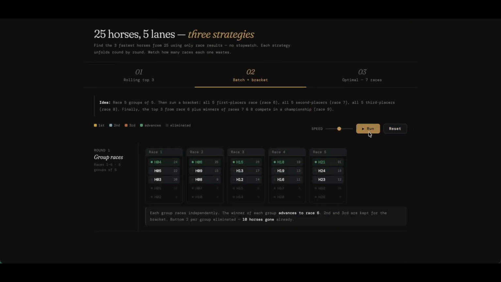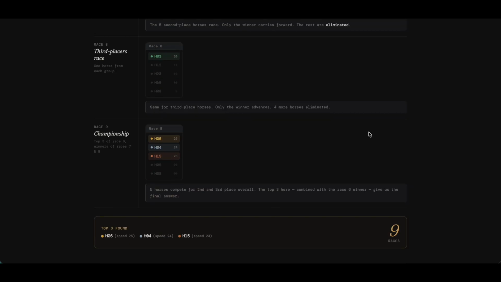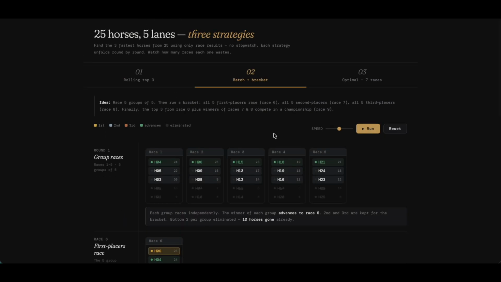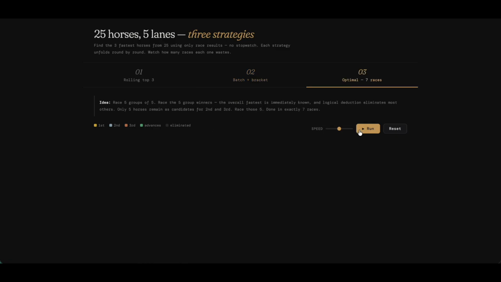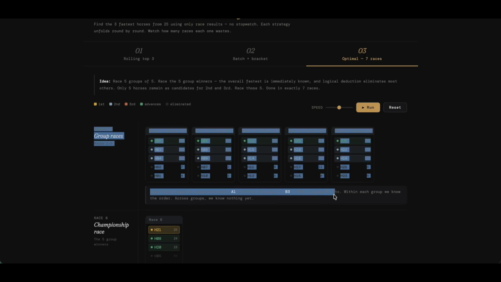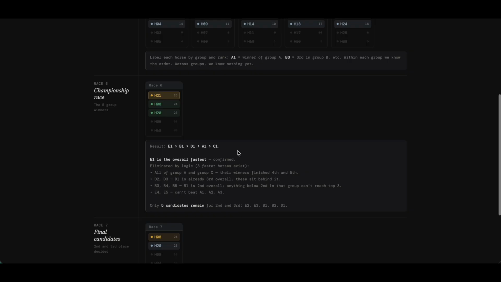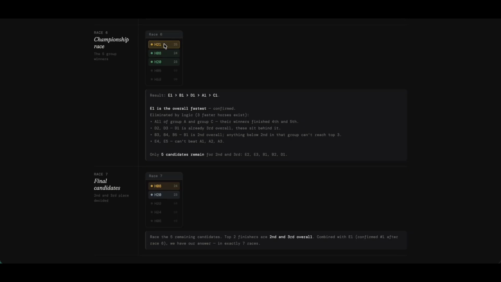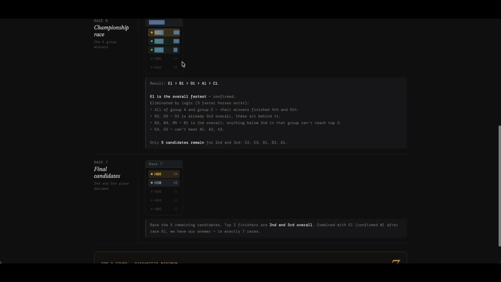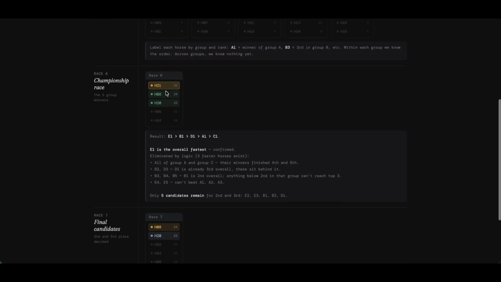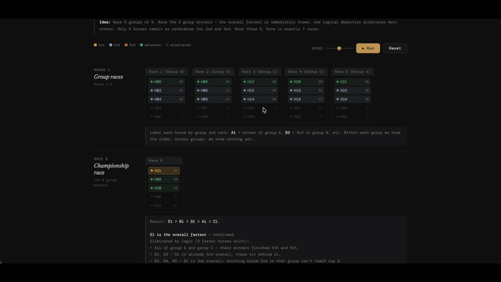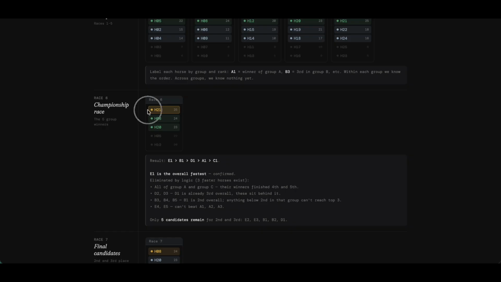We can run this again to see what it looked like in action. So nine races is going to give us the correct answer. And here's our optimal solution. We do the same thing for the group races, randomly dividing them into groups of 5, and then we do a championship race, the first place finisher race. Our fastest horse is decided from this, and the key distinction is that instead of taking all the second place finishers, we only take the batch that the second place finisher came from. And then we take the second and third place from the batch where the winner came from.